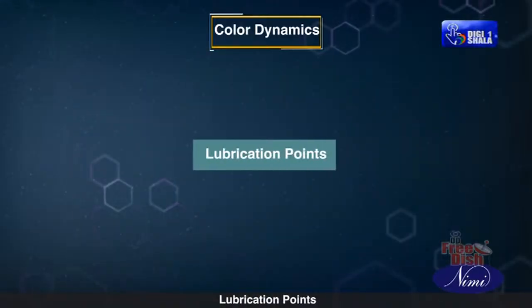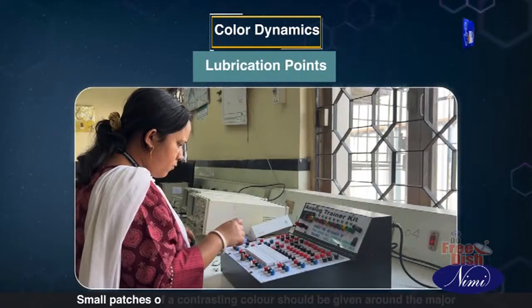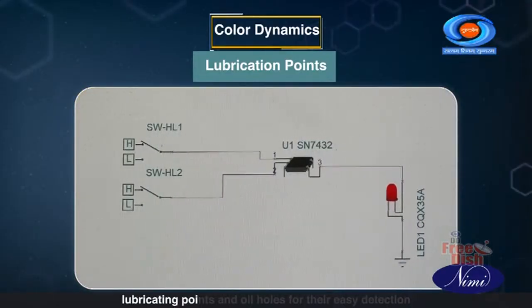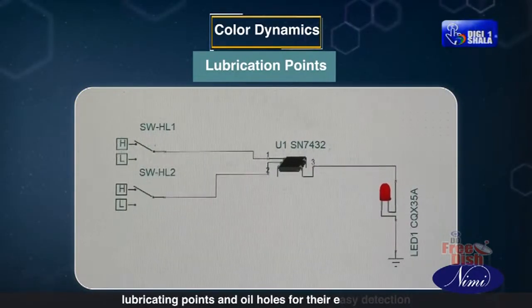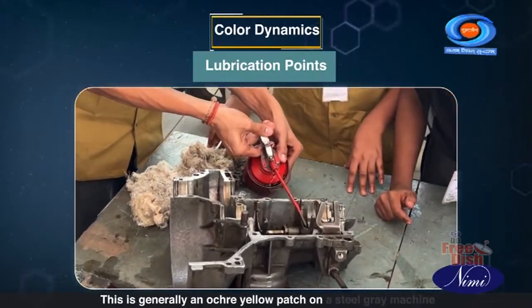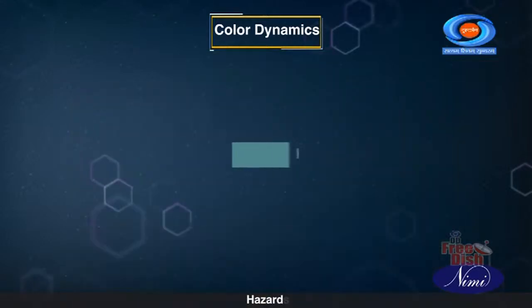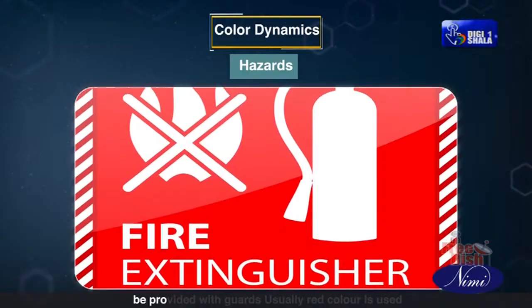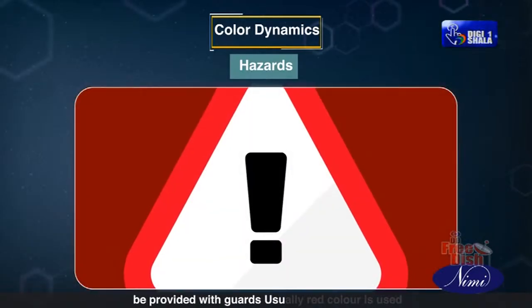Lubrication points. Small patches of a contrasting color should be given around the major lubricating points and all holes for their easy detection. This is generally an ochre yellow patch on a steel gray machine. Hazards. Colors should be used when the hazard cannot be provided with guards. Usually, red color is used.